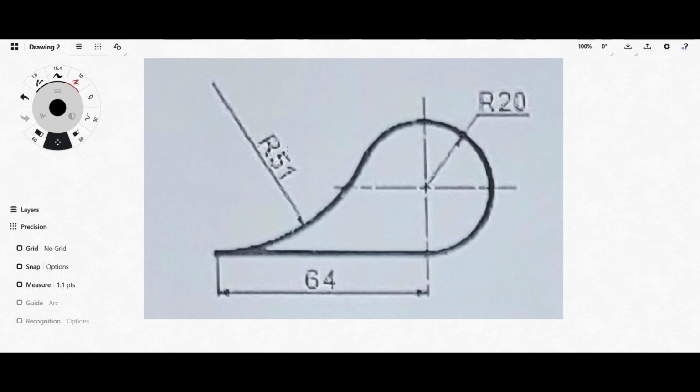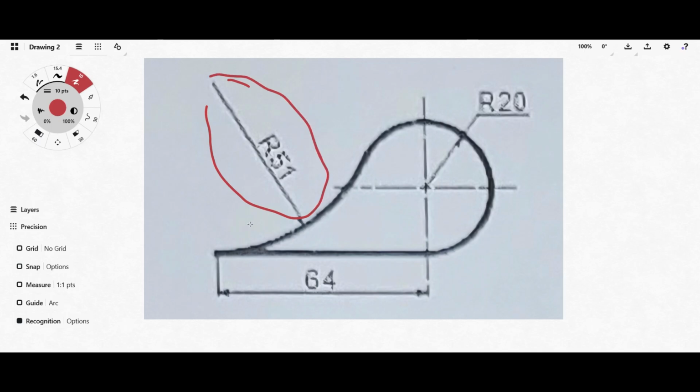Now you have to try and decode the figure to get it properly drawn. This particular circle, all you know about it is that it has a radius of 51, but we don't know where the center is.